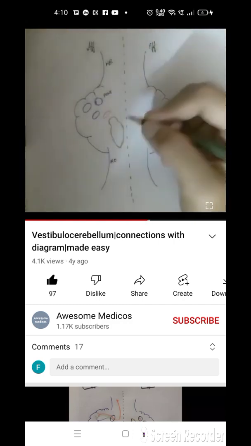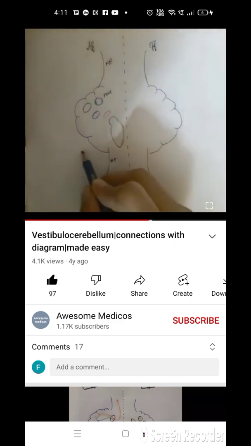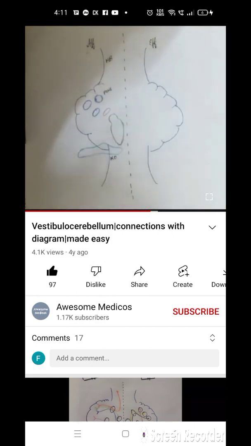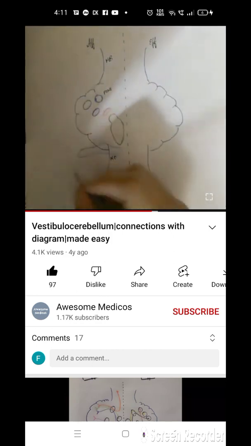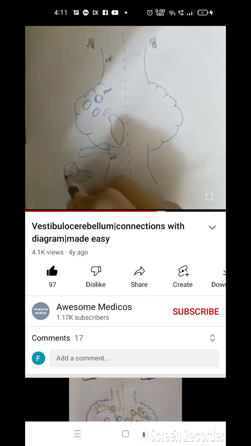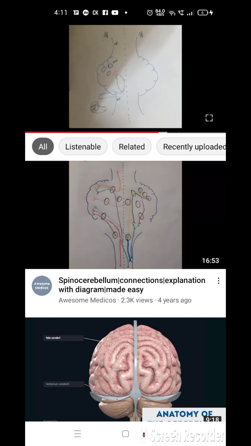The functions of nucleus, then you have the flocculonodular lobe, and here is the inner ear. This is the inner ear, rough diagram. So now we'll draw the efferent tract first.